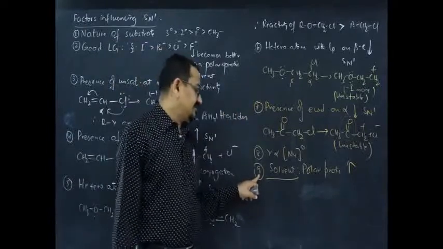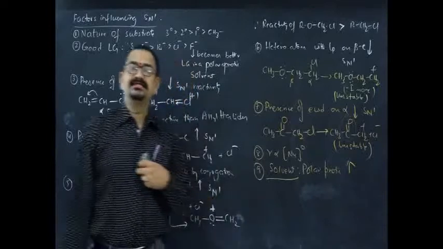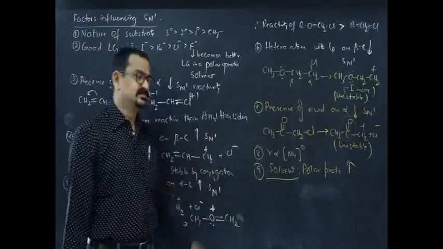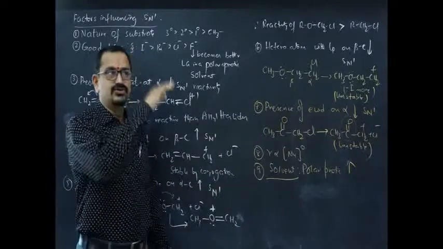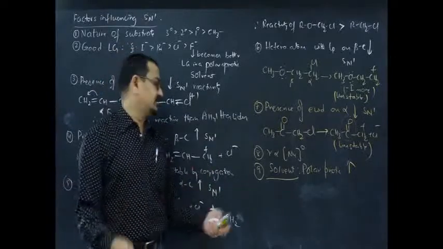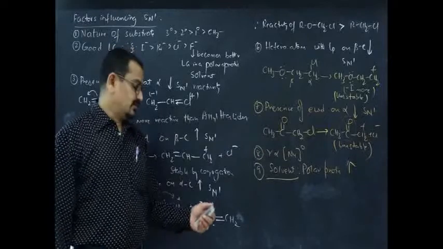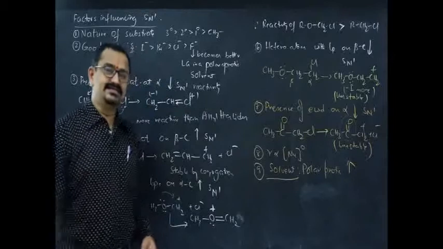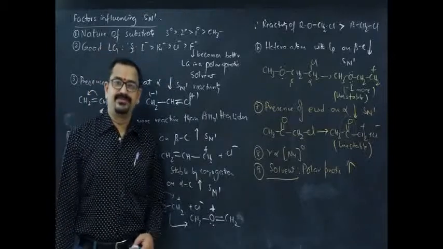And the next point is solvent. As this carbocation should be stable in this reaction, in this mechanism, so, to surround and stabilize the carbocation, we need polar protic solvents. Polar protic solvents increase SN1 reactivity.